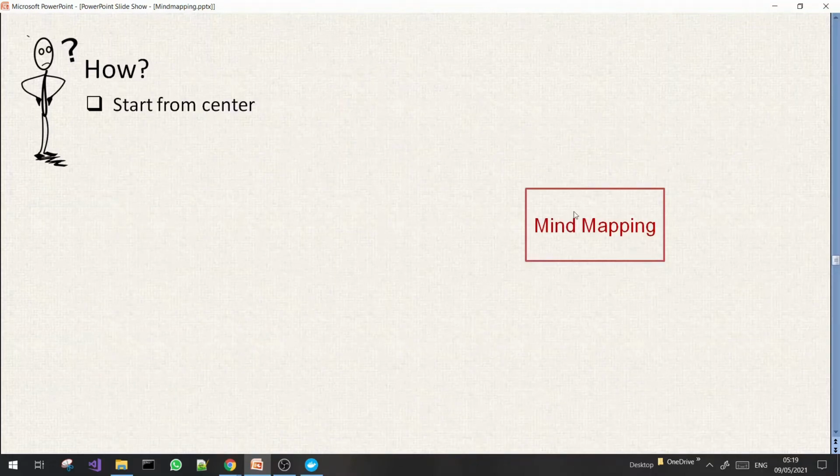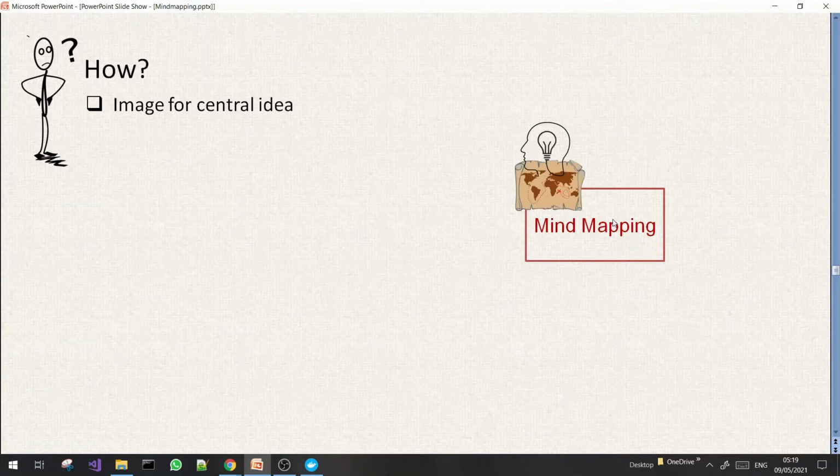We should start from center of the page. So we can use all the space around the main subject by having free state of mind. Second, we should have image for the main subject. Image helps us to be focused first, and secondly it describes the main subject in short time. So we should use image for the main subject.